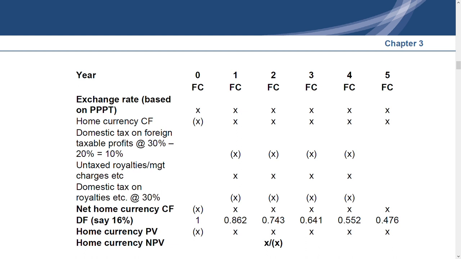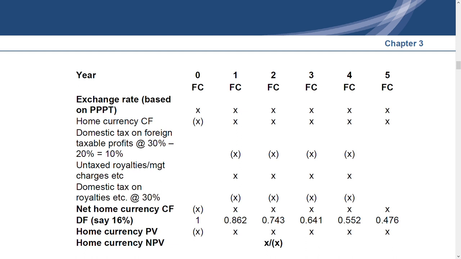Then any royalty that was not taxed, you add, it's an inflow for you. For the foreign country, it's an outflow because they have to give you the royalty. When it comes to your home country, it becomes an inflow. Then on that, you have to deduct tax of 30%. Remember royalties, management charges, all these things: when you charge tax, it is not the difference of 10%. It is the full 30%. Remember that.